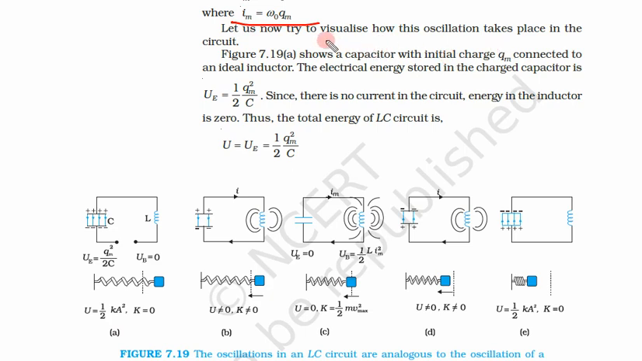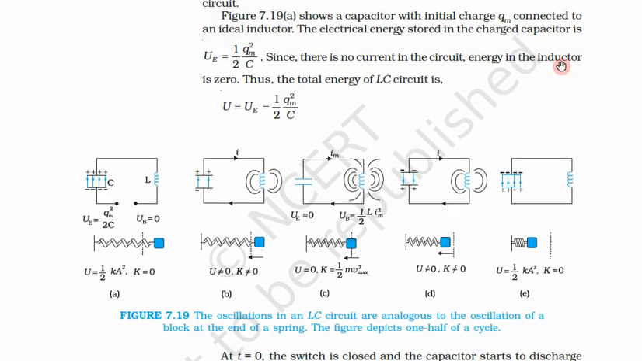Now let us try to visualize these oscillations. How do these oscillations take place in this circuit? First of all, let us see this figure. This figure shows a capacitor with initial charge Qm, that means maximum charge, connected to an ideal inductor. This inductor has some value of L, but its resistance is perfectly 0. We are assuming that this is an ideal inductor.